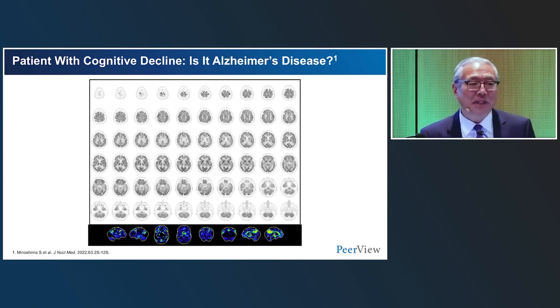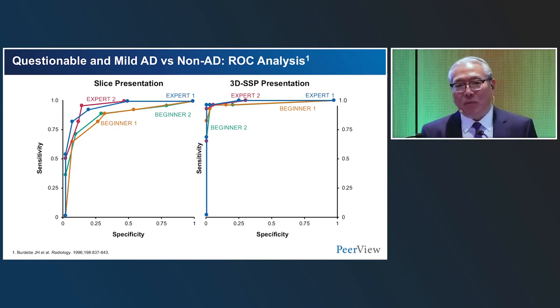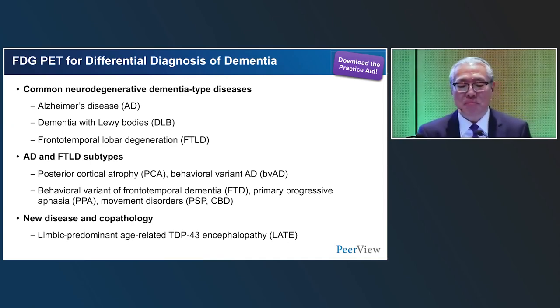Now you can clearly see precuneus, posterior cingulate, even parietal lobe bilaterally. So your diagnosis changes from don't know to this is definitely Alzheimer's disease, but it's a very mild stage. So this is a value of statistical mapping. Compared to a slice-based interpretation, there is a statistically significant improvement, and both beginners and experts can increase diagnostic accuracy.